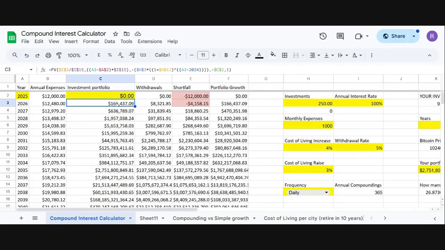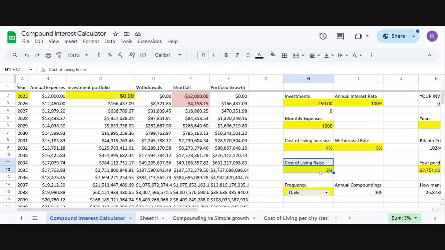And of course, in column F, you can see how much your portfolio is growing over time based on the difference between this and this, this and this. You can see that here. And the last thing that I want to show you here is the cost of living raise. So this is just the amount that, let's say, your employer gives you as a raise. Your business earns a little bit more and you're able to pay yourself more. Whatever your cost of living raise is, we are going to assume that you can increase your investment by that much each year.